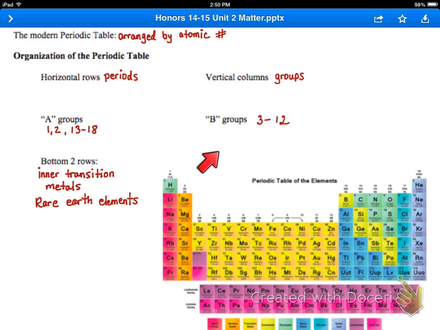The B groups also are called transition metals. These yellow ones in the middle, B groups, transition metals. Make sure you have that in your notes. And then the bottom 2 rows, which are down here, are called the inner transition metals, or the rare earth elements. And they are very rare. We hardly ever use them.